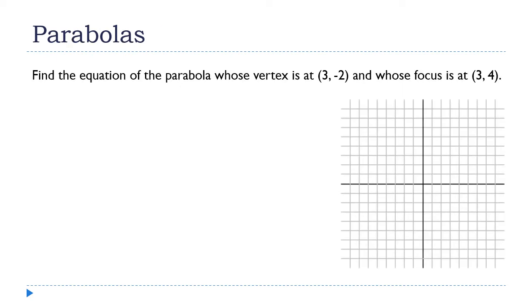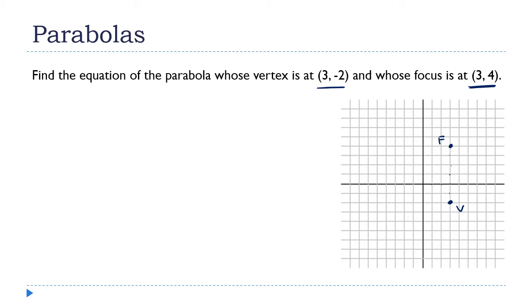I want to find the equation of a parabola whose vertex is someplace other than the origin and whose focus is at (3, 4). Okay, well, let's sketch this. I'm going to go over 1, 2, 3, down 2. There's my vertex, right? And I know the focus is at over 3, up 4. So I'm going to go up 1, 2, 3, 4. There's my focal point.